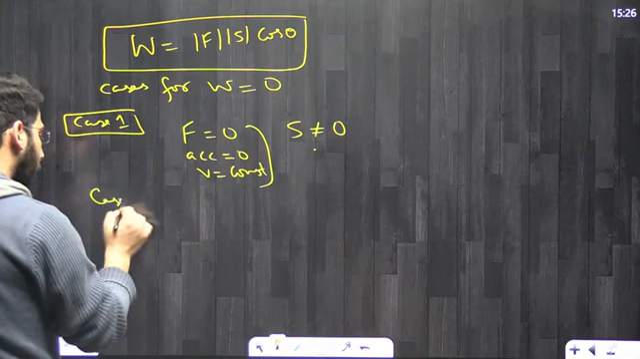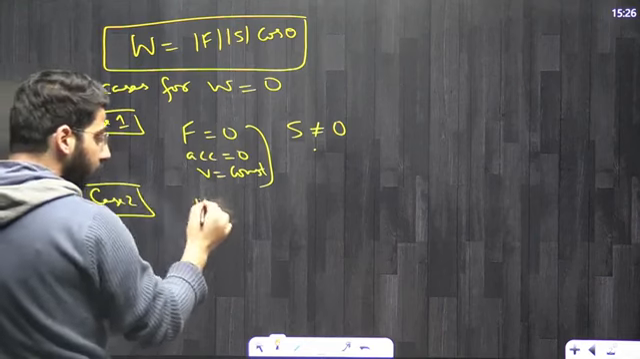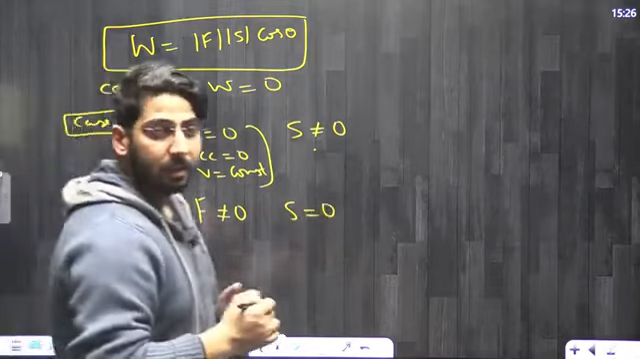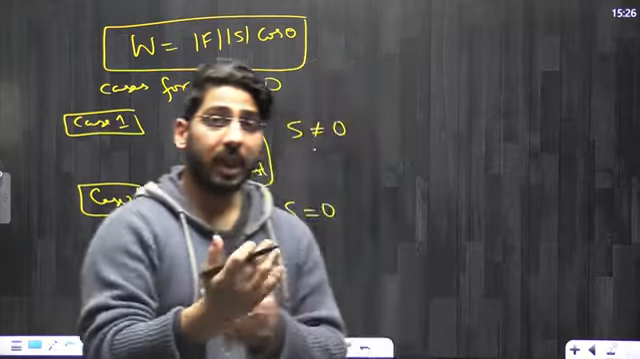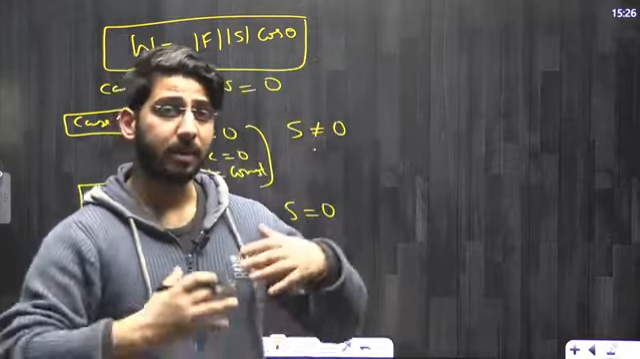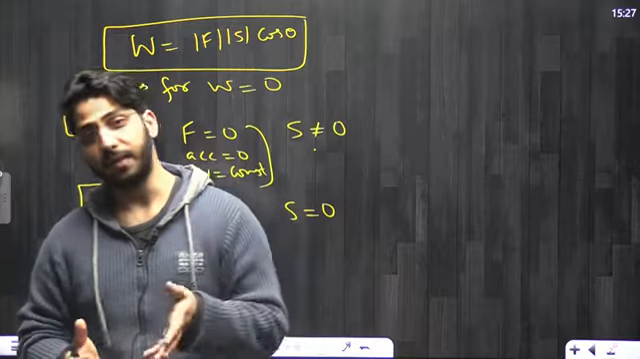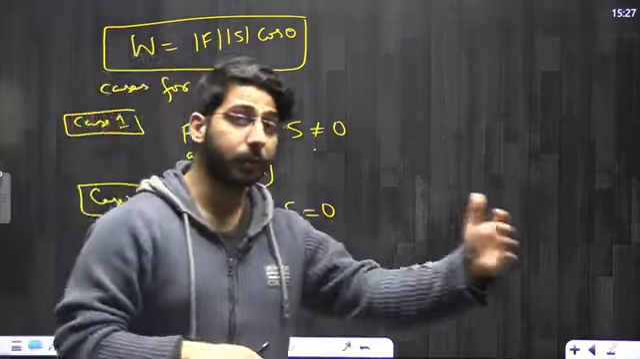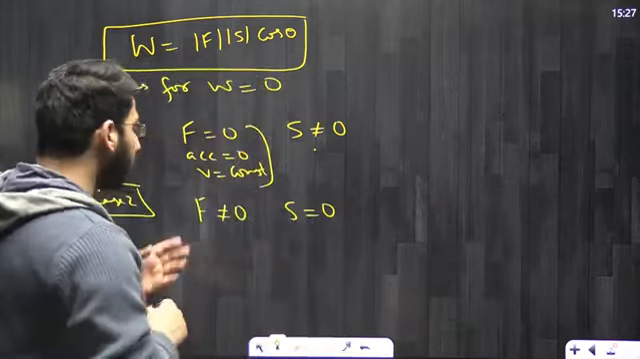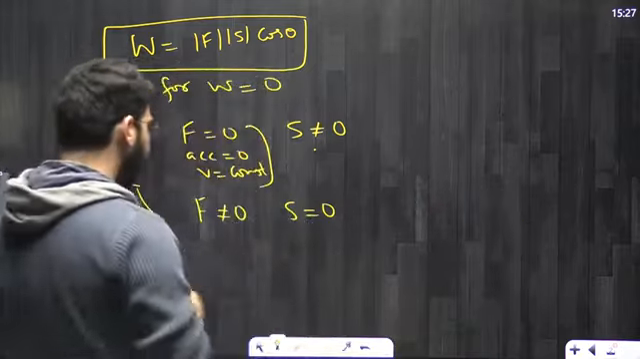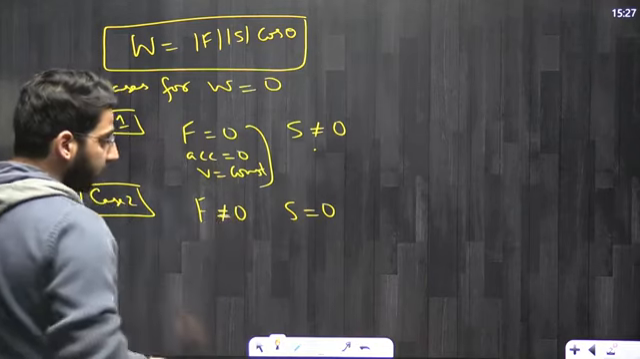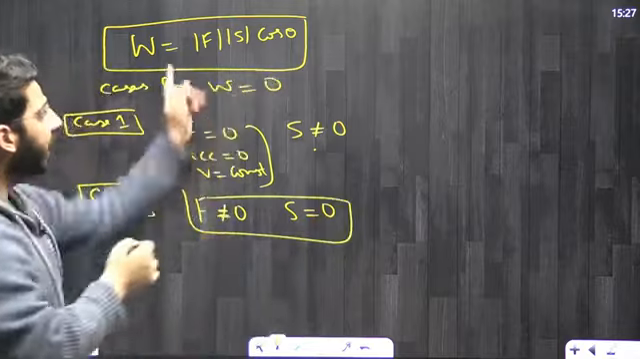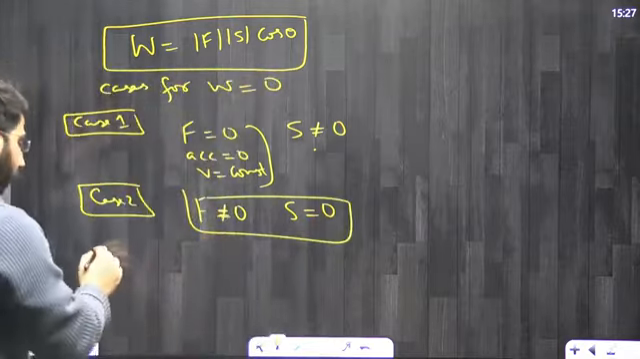What can be case 2? Case 2 can be force not equal to 0 but displacement equal to 0. Yes, this can be the case. When we are applying force, there could be some counter forces which could cancel that force, and due to that, that particular force could not produce acceleration. That particular force could not make the body go through a change in velocity. So in that case, work done will again be 0, because in this product, when anything becomes 0, the work done is 0.